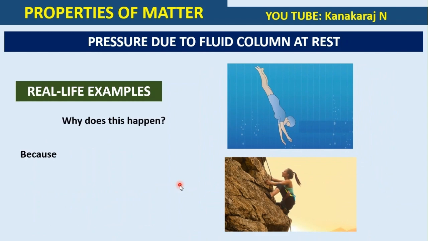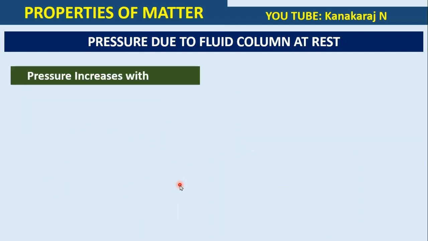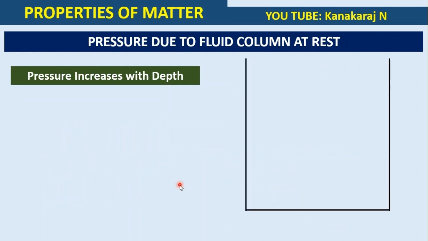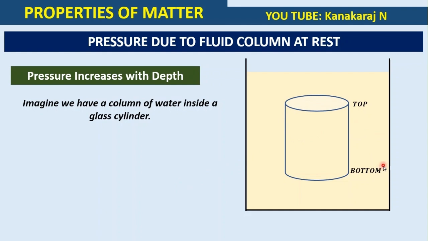Why does this happen? Because of fluid pressure, also known as hydrostatic pressure. The pressure in a fluid at rest increases with depth. Here you have a container which contains water whose density is rho. Imagine we have a column of water inside a glass cylinder. It has two layers, the top layer and the bottom layer.